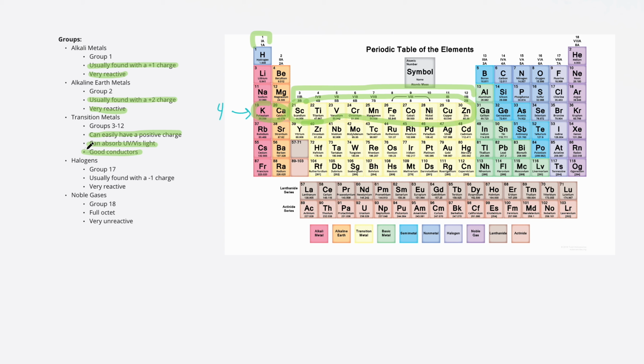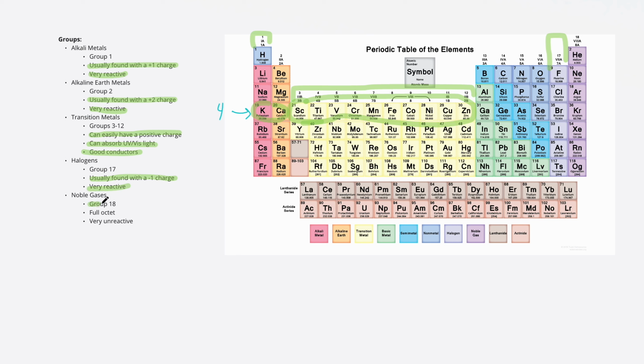Next, we have the halogens, which are group 17 all the way over here. And like we talked about with electron affinity, elements on the right side of the periodic table are trying to gain an electron to get the octet, and group 17 only needs to gain one electron to get the octet. So they almost have always accomplished that. So usually the halogens are found with a -1 charge, and they're really reactive because they'll gain one electron really easily to get the octet.